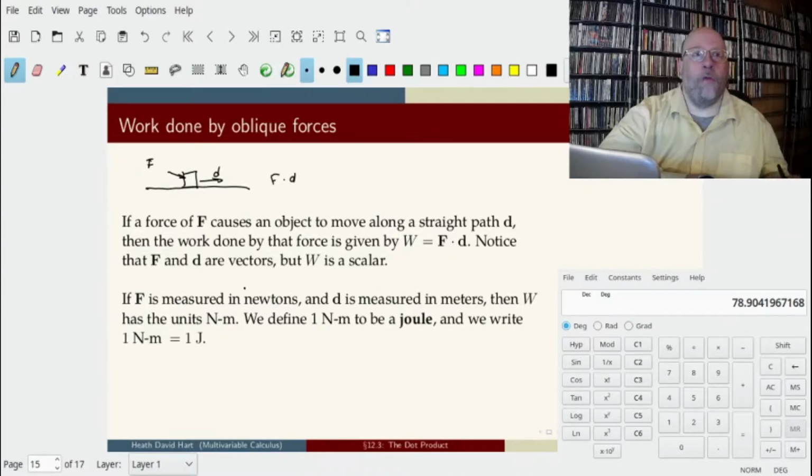If our force is measured in newtons and our distance is measured in meters, then the work has the units newton meters. And we have a name for that. A newton meter is called a joule. And so we can write capital J as the abbreviation for a newton meter. Okay? So let's try a couple of examples and then we will wrap up today.